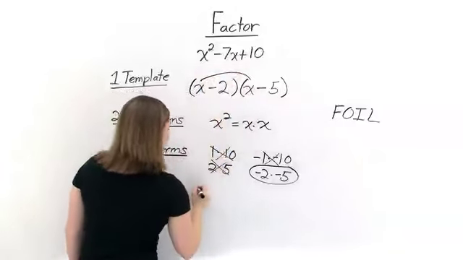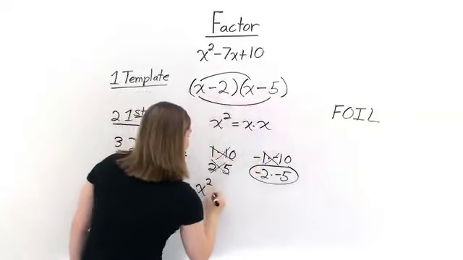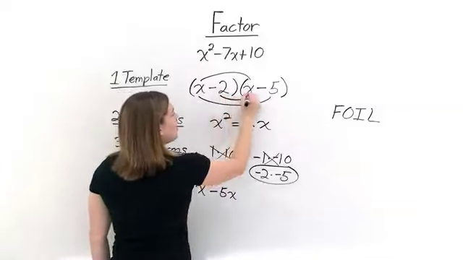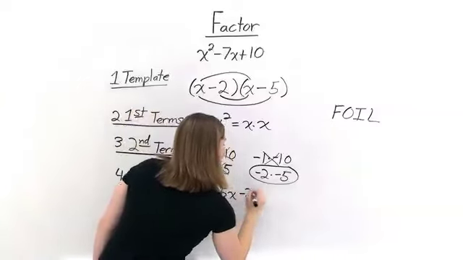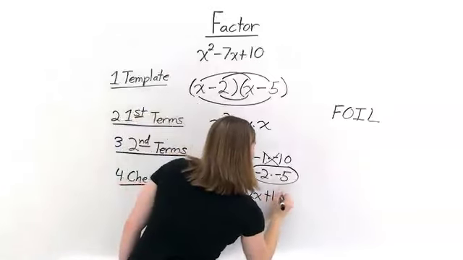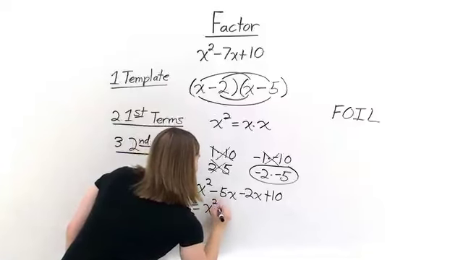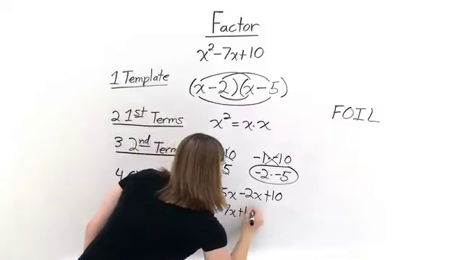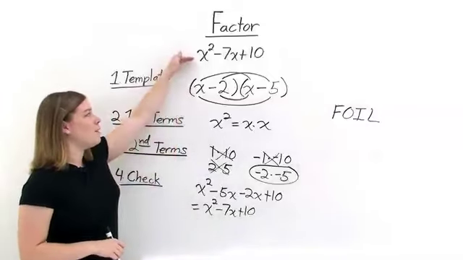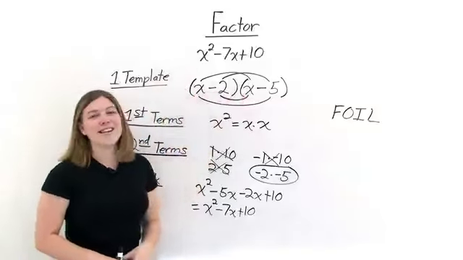We multiply the two first terms together, and we get x squared. Then we multiply the two outer terms together, and we get minus 5x. Then the inner terms, for -2x. And finally, we multiply the last terms of each binomial together, and we get positive 10. Now when we simplify this, we get x squared minus 7x plus 10, our original polynomial. So now we've taken our polynomial and factored it into the two binomials, x minus 2 times x minus 5.